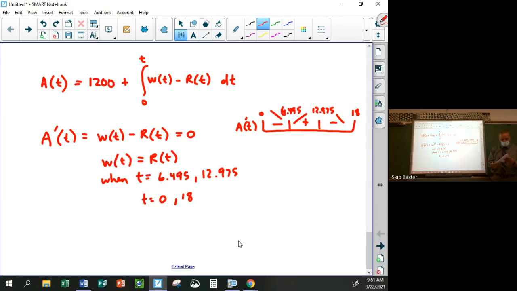And that's it. So for this question, 1 point was for finding these critical points, the interior points. 1 point was for identifying the fact that the least occurs at 6.495, and 1 point was for your analysis and explanation, like showing your work and explaining why it shows what you're supposed to show.